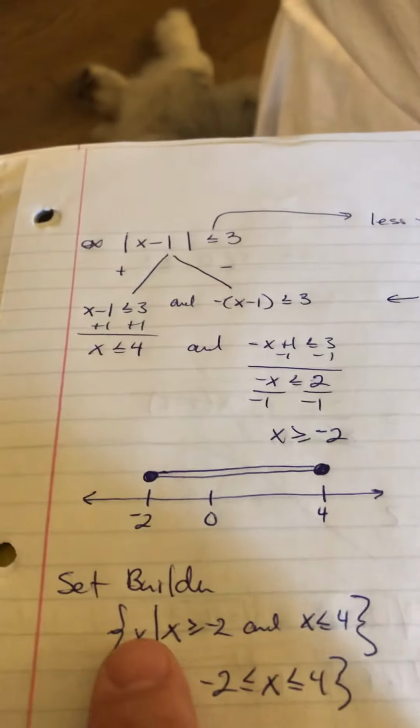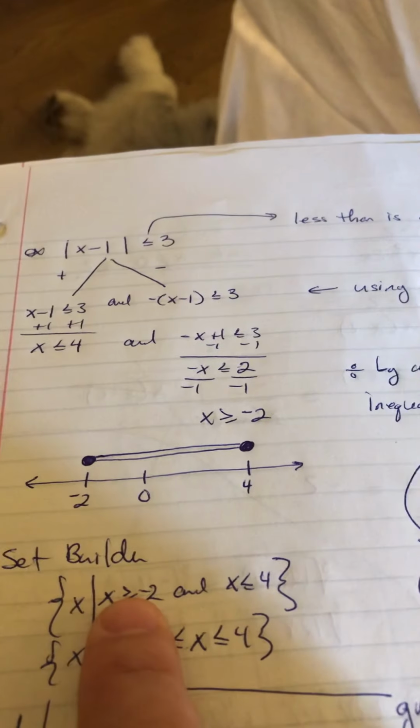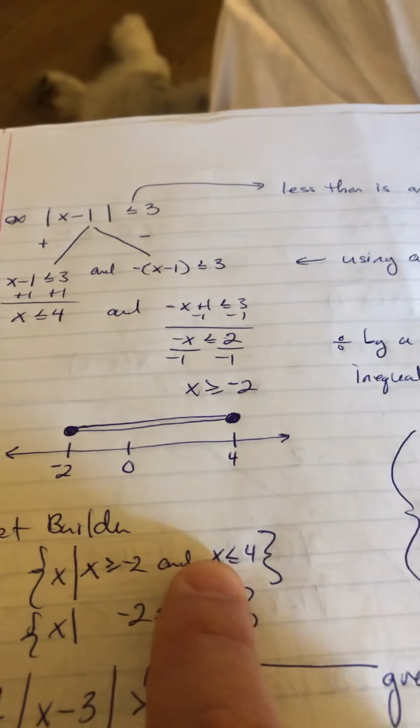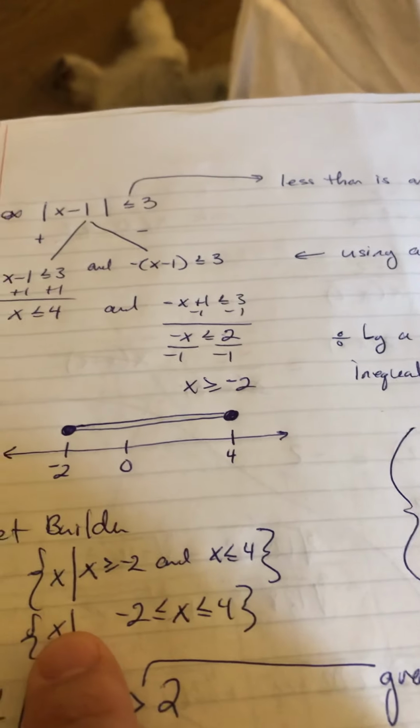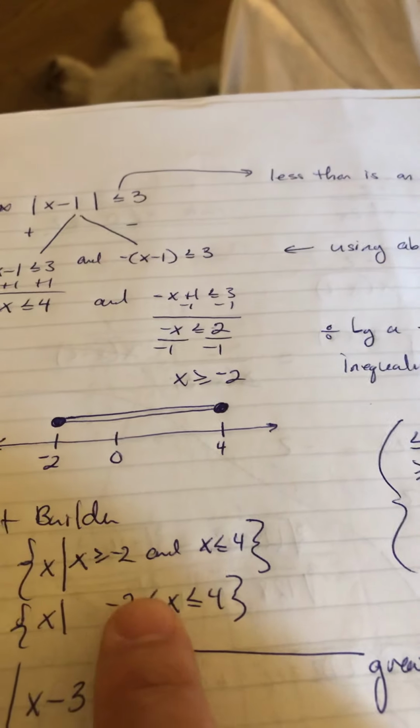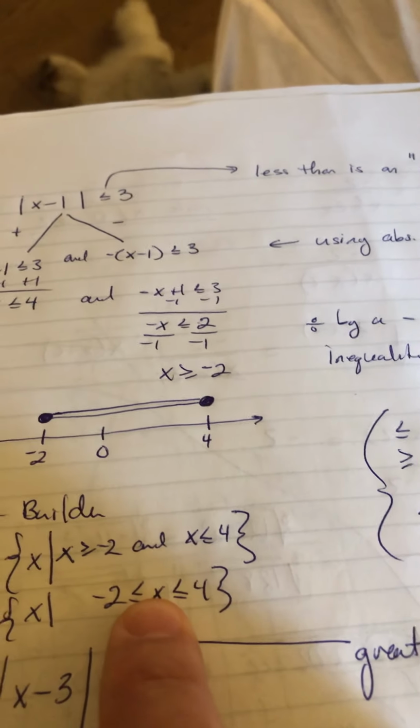Now your book sometimes will talk about set builder notation. So we would write it as x such that x is greater than or equal to negative 2 and x is less than or equal to 4. Or more commonly, you're going to see it as x such that negative 2 is less than or equal to x.